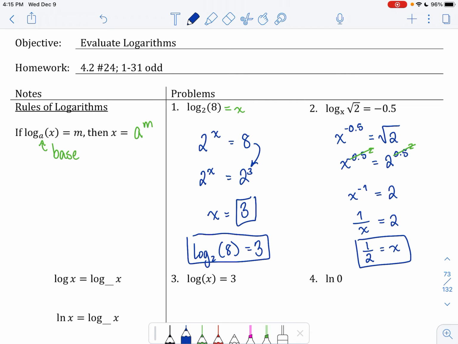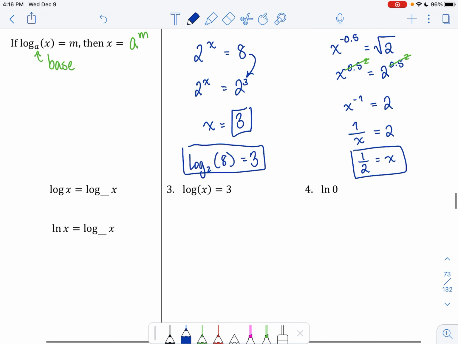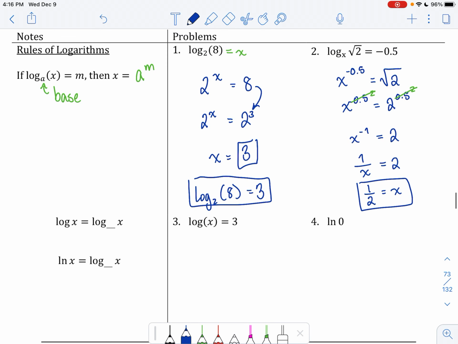Now, sometimes you're going to see logs that don't look like they have a base. So if you see something like this, where it's just log of x is equal to 3, that's really log base 10. So in the case of number 3, this would say, okay, well, 10 to the third is equal to x, which means that x is equal to 10 times 10 times 10, which is 1,000.